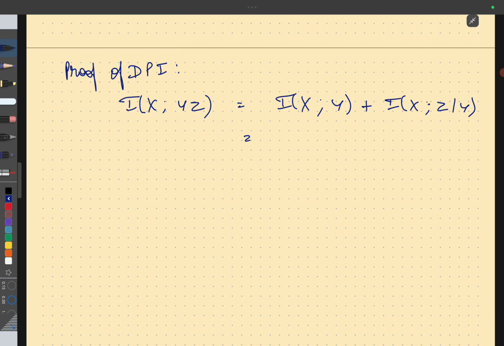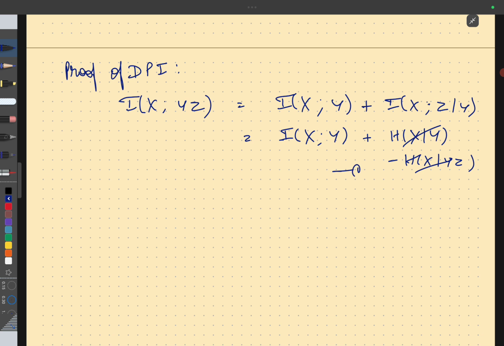Or if you want to convince yourself even of that particular fact, I can write the mutual information as h of x given y minus h of x given y and z. What is h of x given y, z? It's h of x given y because conditioned on y, x and z are independent of each other. Right, so this is equal to this particular quantity. So that's one way of expanding the mutual information between x and y, z.